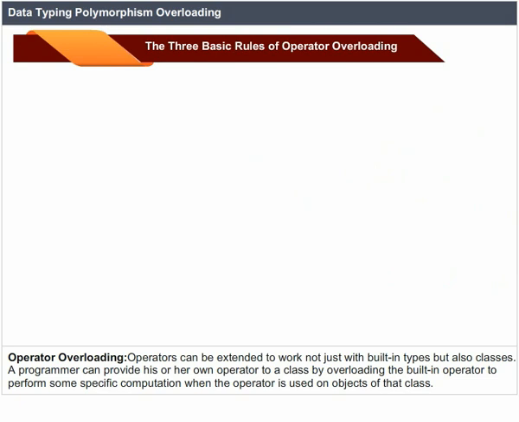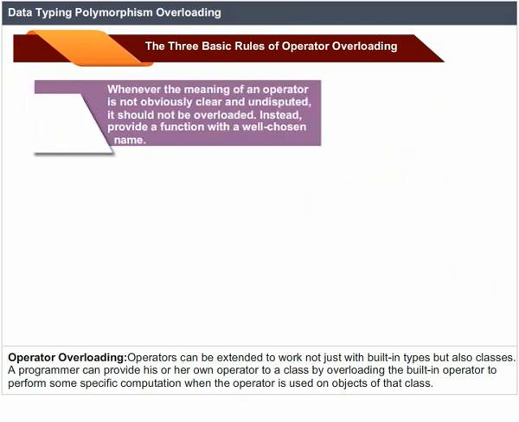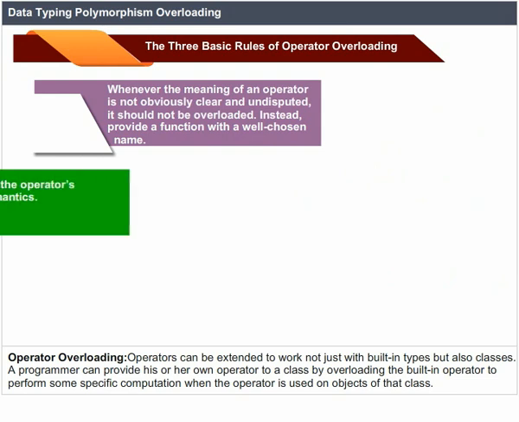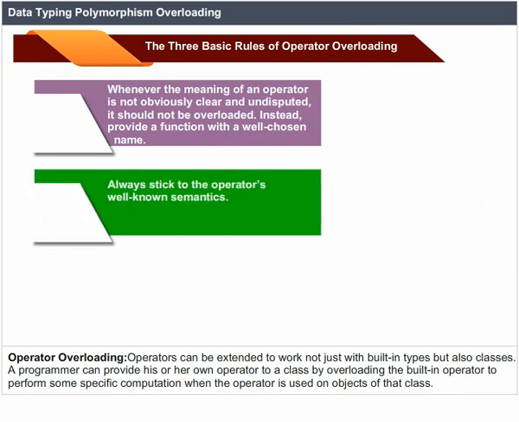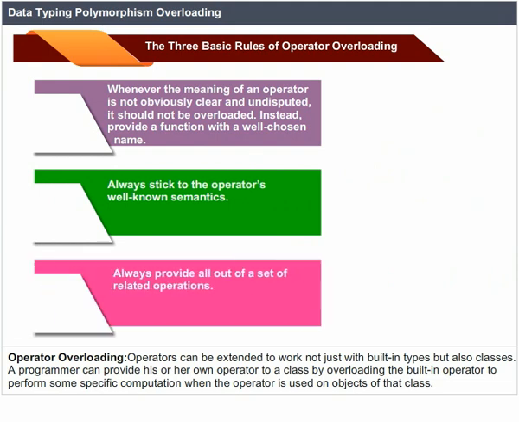The three basic rules of operator overloading. Whenever the meaning of an operator is not obviously clear and undisputed, it should not be overloaded. Instead, provide a function with a well-chosen name. Always stick to the operator's well-known semantics. Always provide all out of a set of related operations.